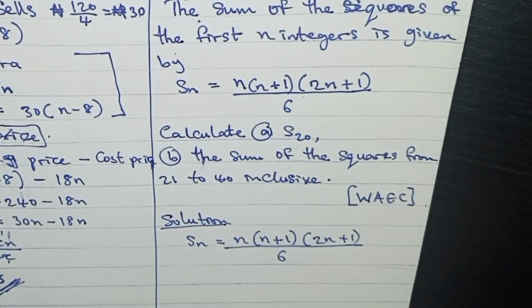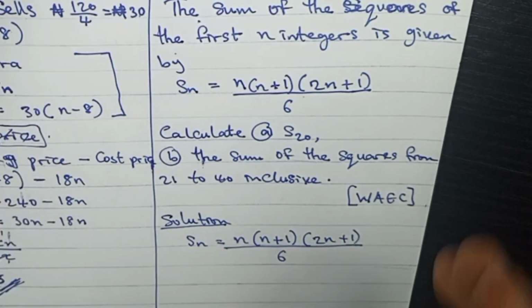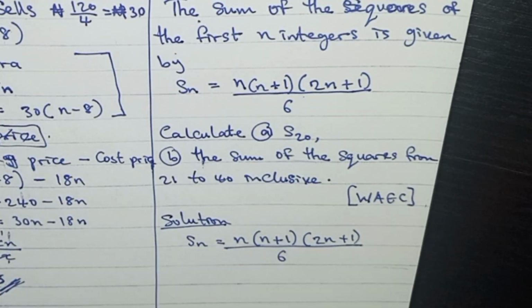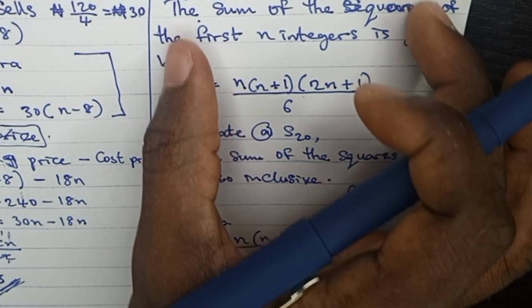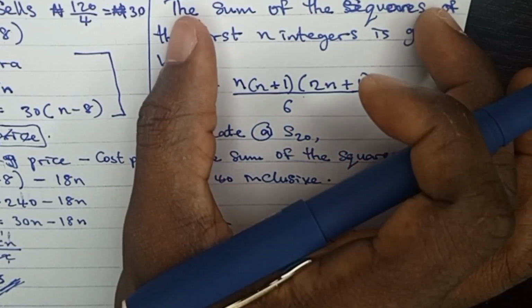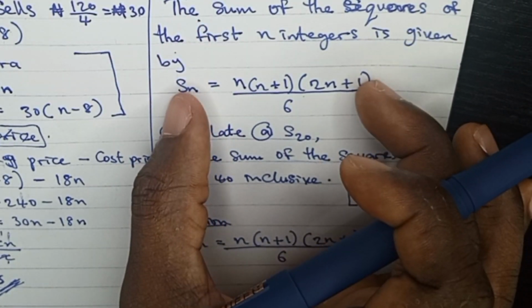No matter how big the number is: 20, 30, 40. That means from 1 to 30, 1 square plus 2 square plus 3 square plus 4 square up to 30, with this formula we get our answer. That's the meaning of this question. That's the meaning of this formula.